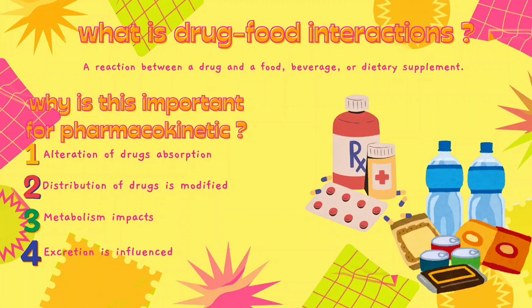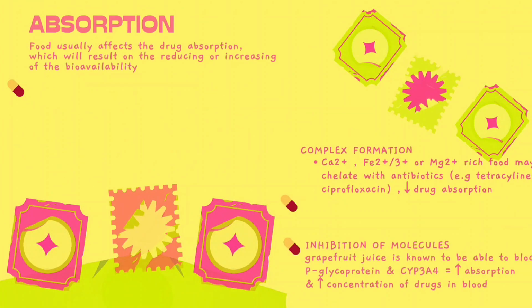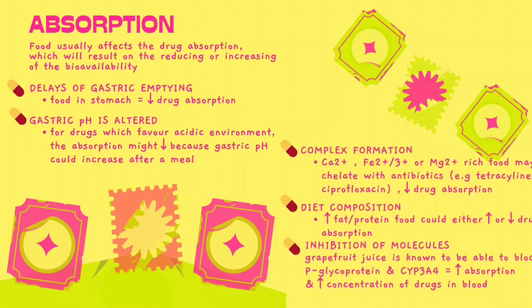Why is this important for pharmacokinetics? It can alter drug absorption, the distribution of the drug is modified, metabolism is impacted, and last but not least, excretion is influenced. First, we'll go through absorption, out of the 4 ADME components. For absorption, food usually affects drug absorption, which will result in reducing or increasing the bioavailability of the drug. There are 5 main points for this absorption method.